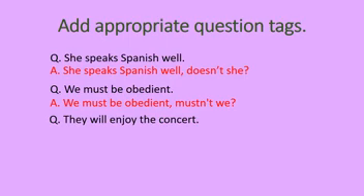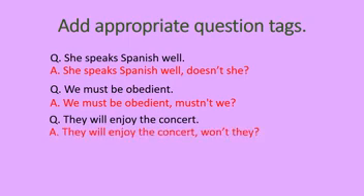The third question, they will enjoy the concert. Here we have two verbs, will and enjoy, and the statement is positive. So we have to use a negative question tag. The answer will be, they will enjoy the concert, won't they? Won't is the short form of will not, right? So we use a negative question tag for this positive statement.